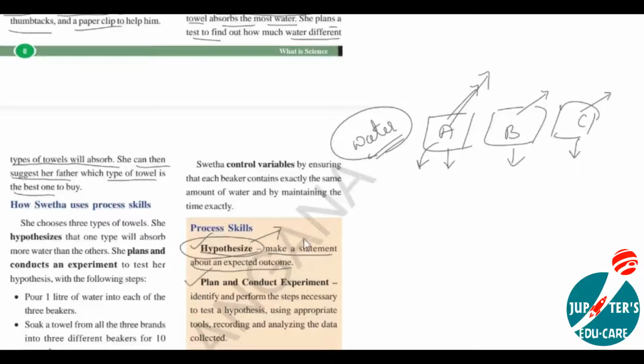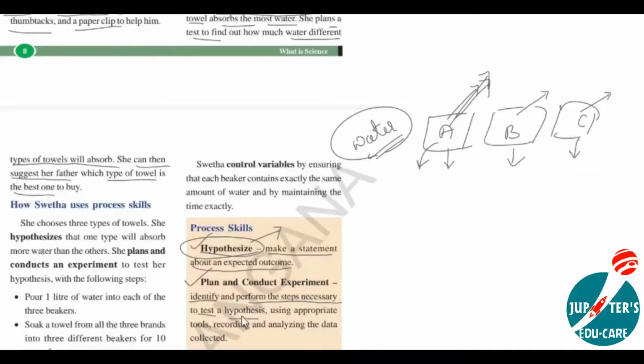And one more process skill, plan and conduct experiment. To find out which towel absorbs more water, she has to do an experiment. Before doing the experiment, she has to plan, right? So it's plan and conduct experiment. In this, identify and perform the steps necessary to test the hypothesis. So what is her hypothesis? Maybe towel A absorbs more water. That is her hypothesis.